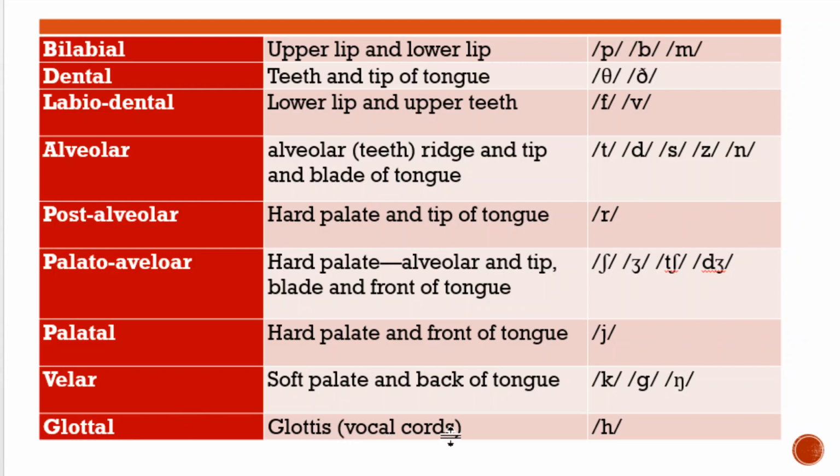Glottal sounds are sounds produced in the glottal region. In English, we have the ha sound, which is a glottal sound.